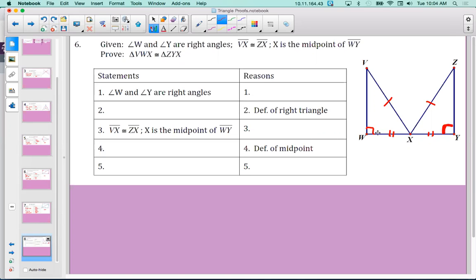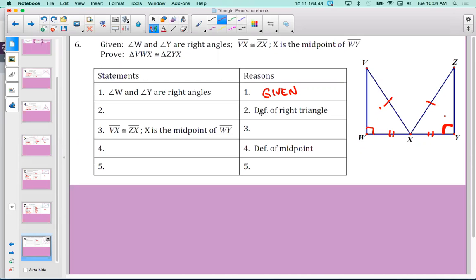This is another one where we're going to use hypotenuse leg. And again, remember the three facts you need with hypotenuse leg. You've got a right triangle, your hypotenuse is congruent, and one leg is congruent. So let's figure out how we're going to get from top to bottom here in our proof. Angle W and Y are right angles. Well, that was given. That comes right from our given statement. Good.